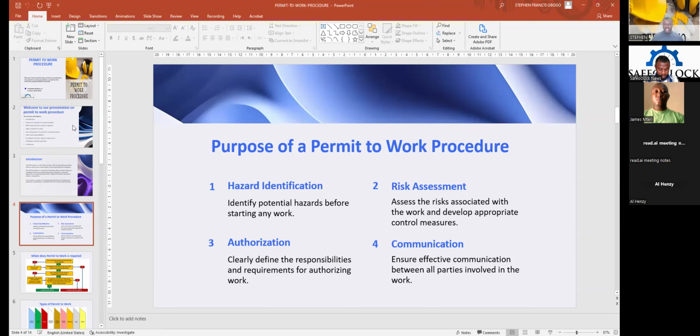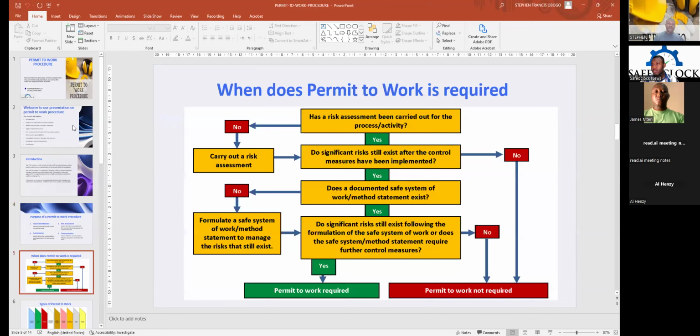Okay, like I said earlier, it's another means of communication whereby it ensures effective communication between parties involved regarding the work. Now, when is permit to work required? I just have this brief chart here, because before you carry out certain activities, there are certain questions that need to be asked, okay?